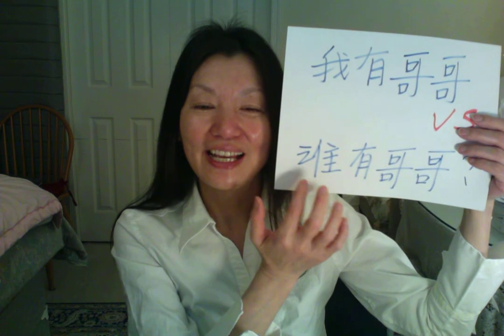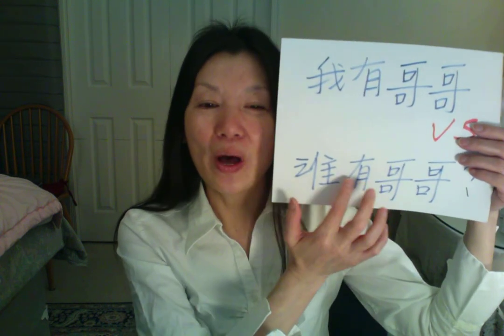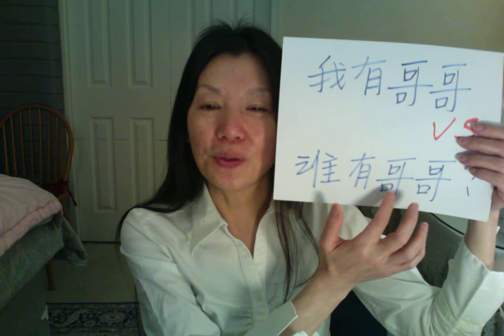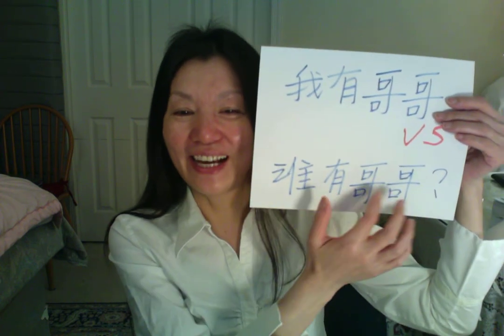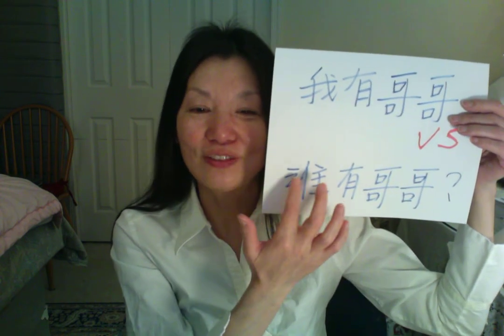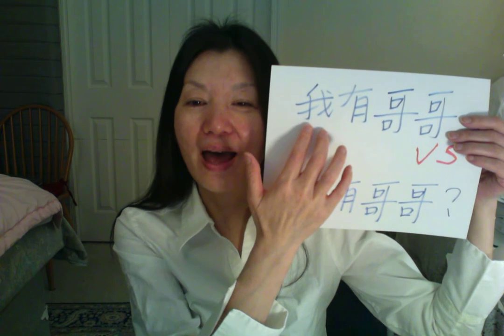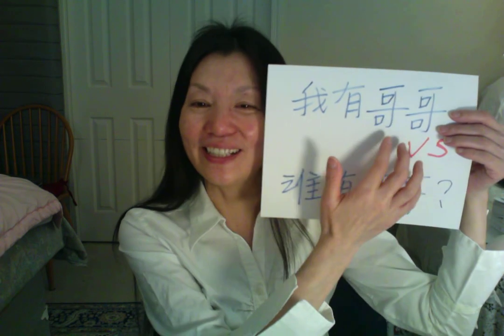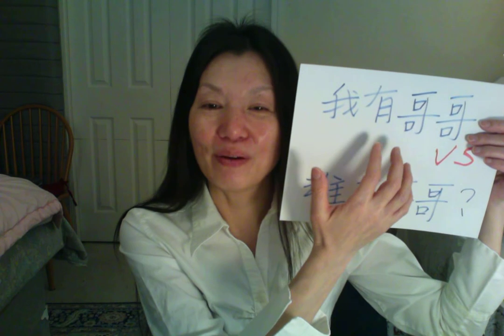谁有哥哥? Who has an older brother? And the answer: in that case, I say 我有哥哥. Okay, I have a brother. Let's see the next one.